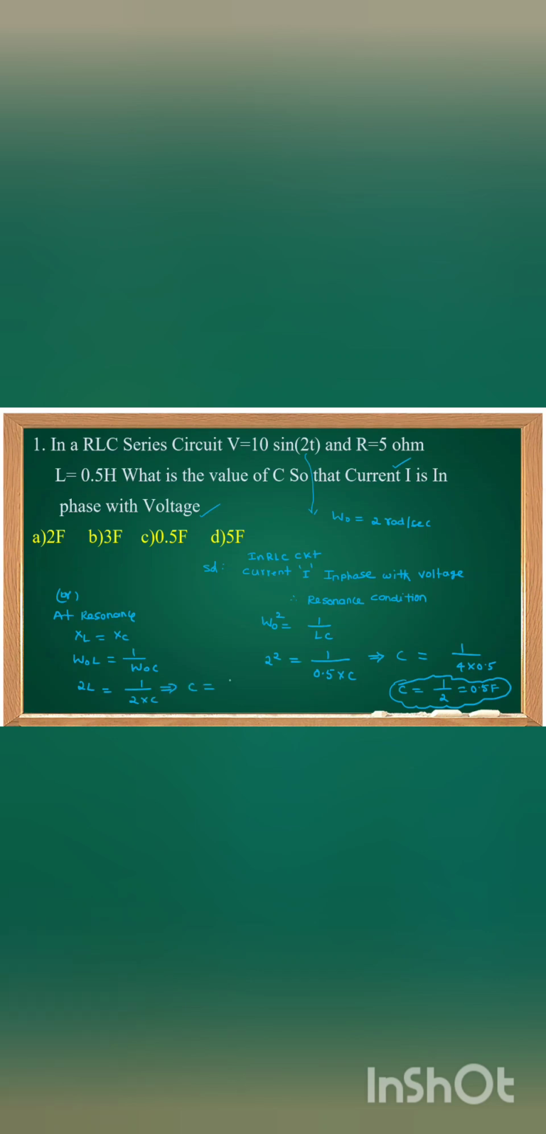From this, what is C equal to? 1 by 2, 0.5 farad. Like this also you can solve, sir. Formula you have to apply. But the condition is, this indicates a resonance condition. How to identify it is a resonance condition? In an RLC circuit, not in every circuit, sir. In an RLC circuit, if the voltage and current are in phase, that indicates the resonance condition.